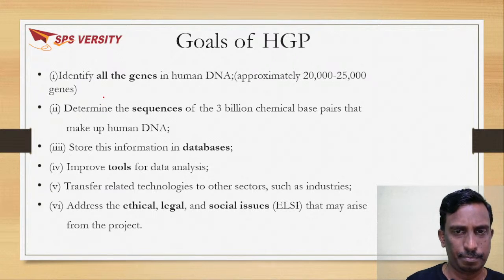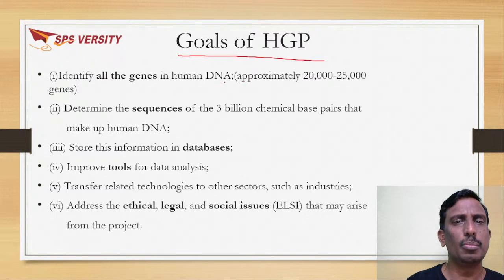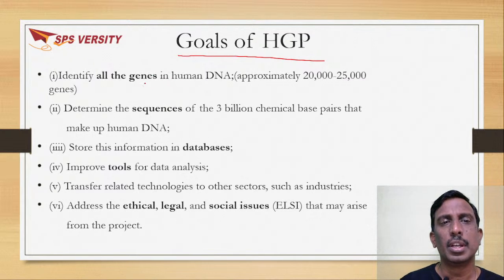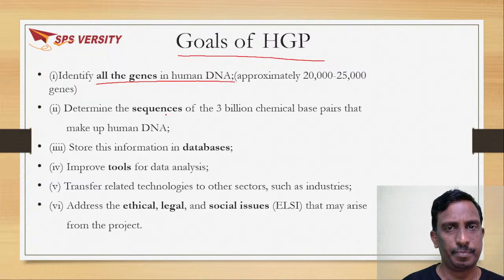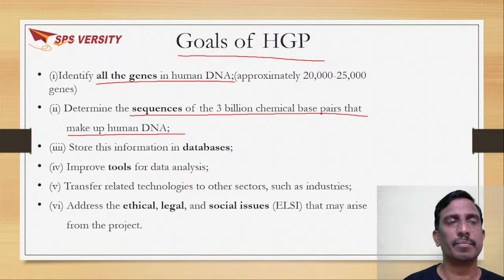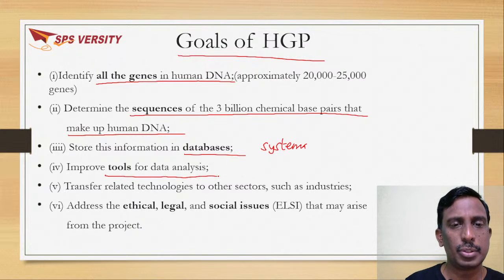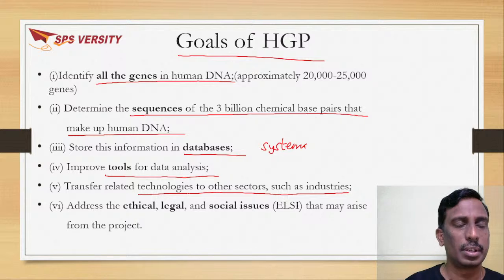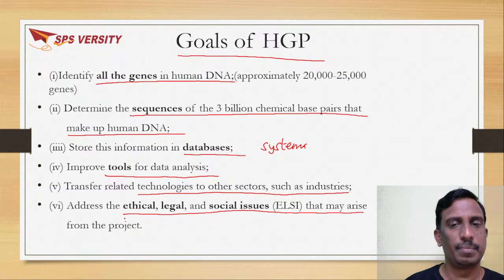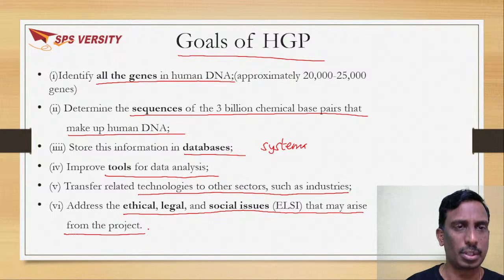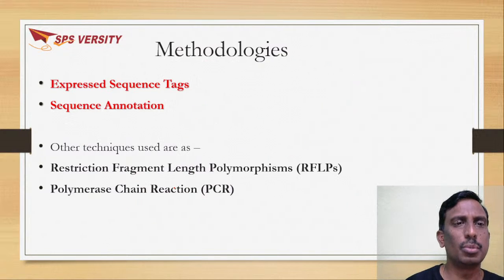Analyzing the data. So what are the goals of the Human Genome Project? The goals are to identify all the genes and determine the sequence of all 3 billion base pairs present in human DNA. Store this in the form of databases in computers, analyze the stored data, and use this data for technologies in other sectors like the medical industry, and address many ethical, legal, and social issues which may arise from the project. So these are the goals of the Human Genome Project.